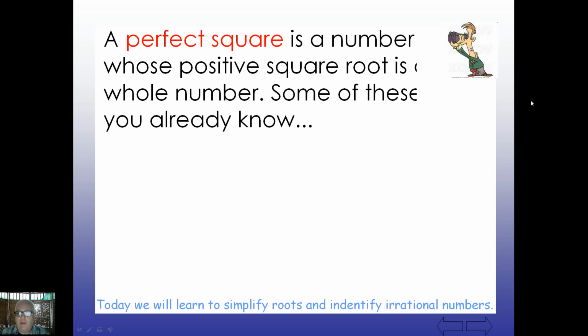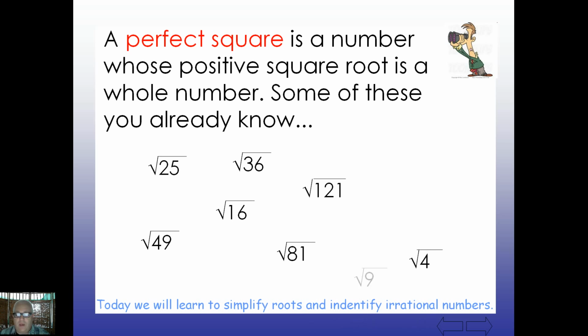Alright, now you see a little guy here with just the watch. Just watch this. Don't have to write anything down. A perfect square is a number whose positive square root is a whole number. And some of these you already know. If I put these up here real fast, I'm pretty sure you can get most of these.